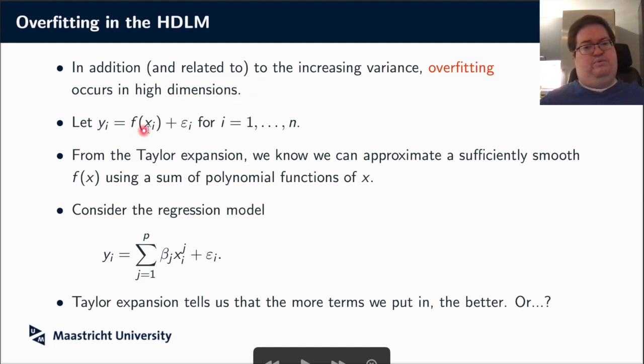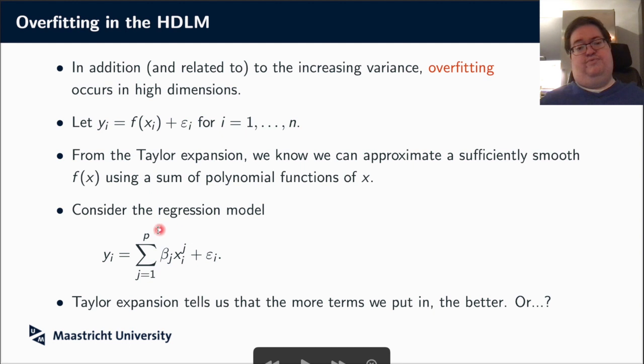Now let me illustrate that with a very simple model where we say, okay, y_i is some function f of x_i, a single covariate, plus some error term. If we know we have such a model and we don't know f, but we know that it's smooth enough, so enough derivatives exist, then what we can do is approximate f using a sum of polynomial functions of x. And this just comes from the Taylor expansion.